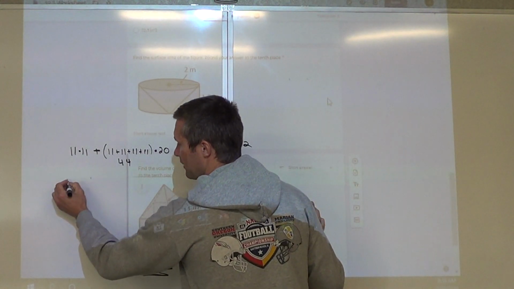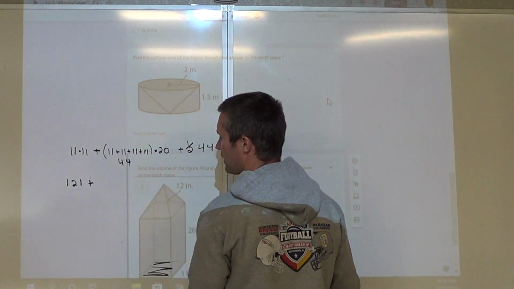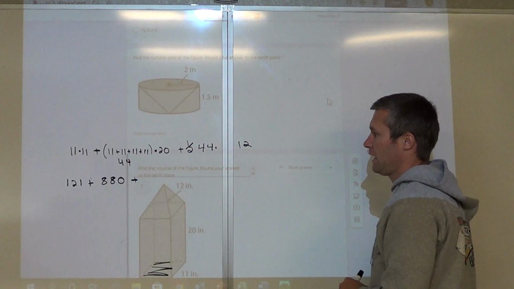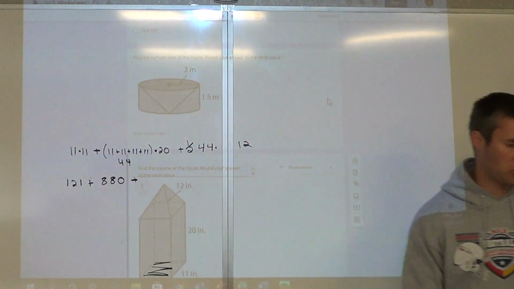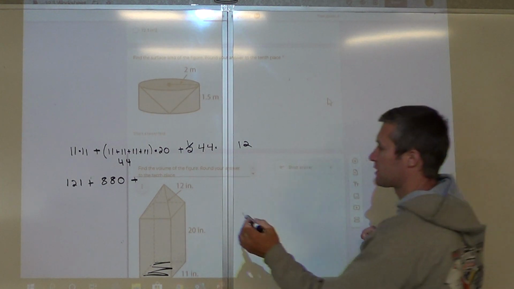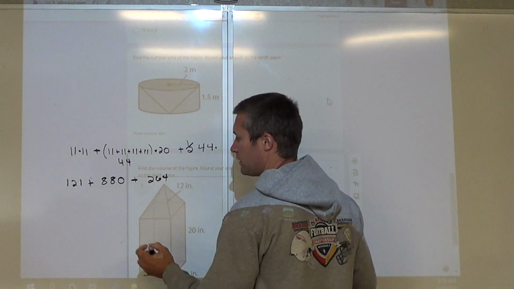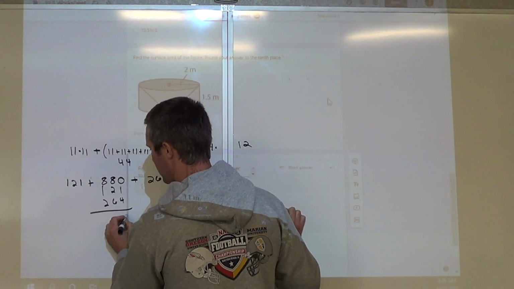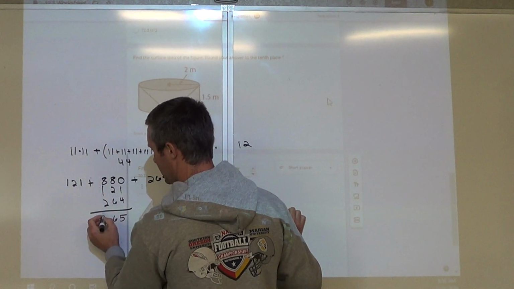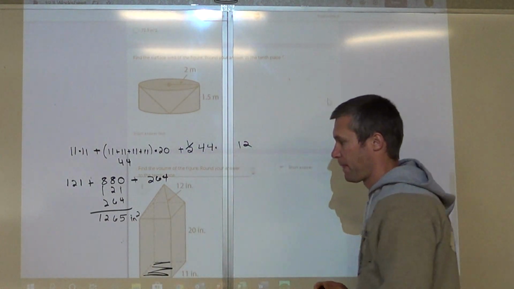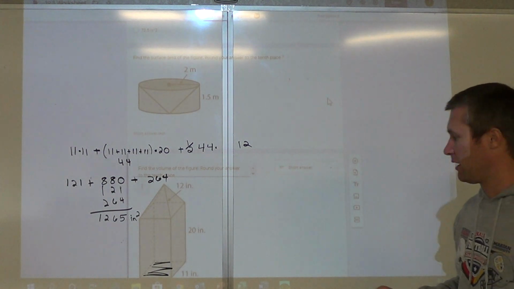So 11 times 11 is 121, plus 44 times 20 is 880, plus 1/2 of 44, so this would be 22 times 12, is 264. So if you add 121, 880, and 264, that should be 1,265 inches squared. So again, break it down into different parts as you look through it.